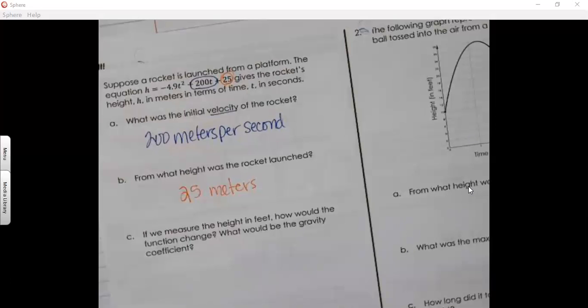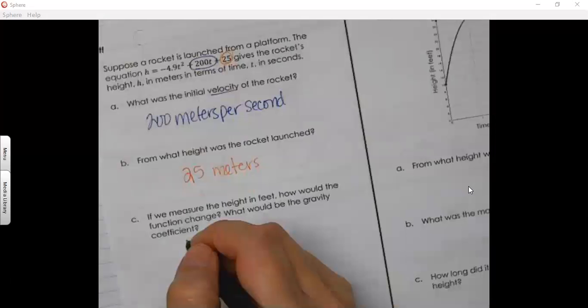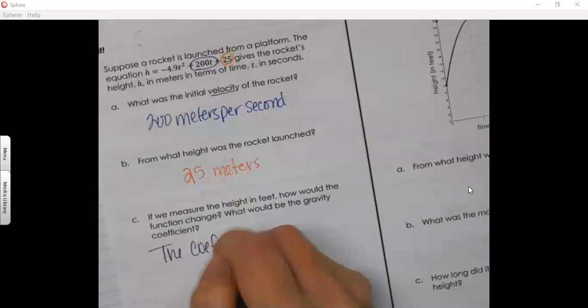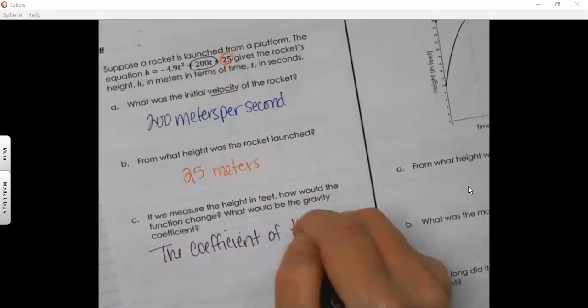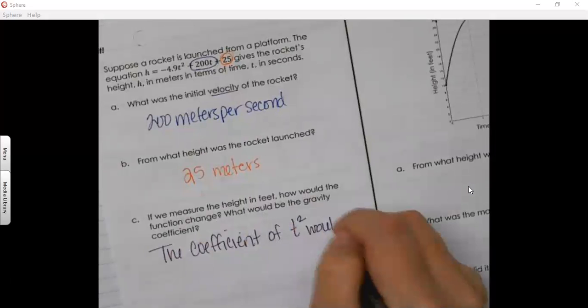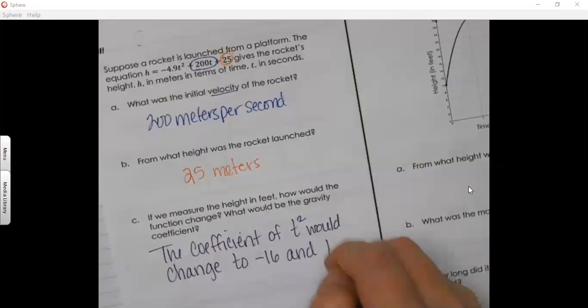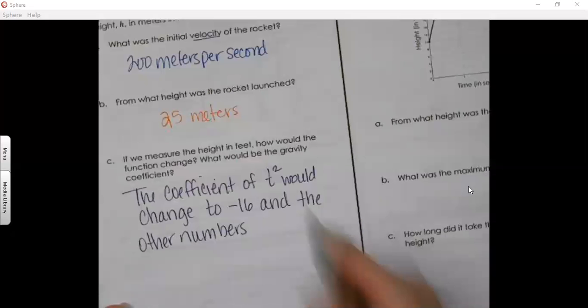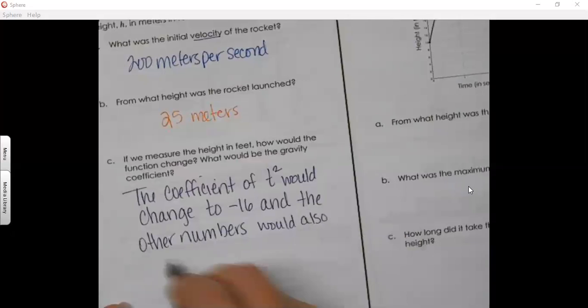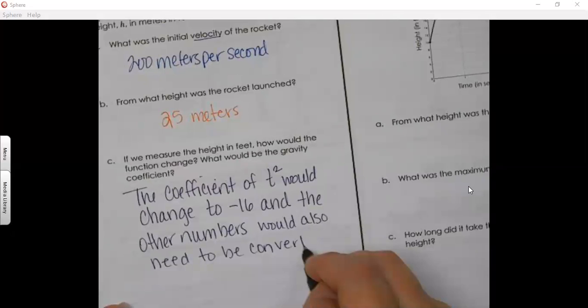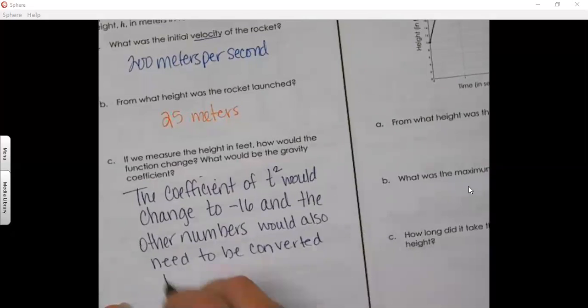All right, so the coefficient of t squared would change to negative 16, and the other numbers would also need to be converted to feet. Good job, Lakin.